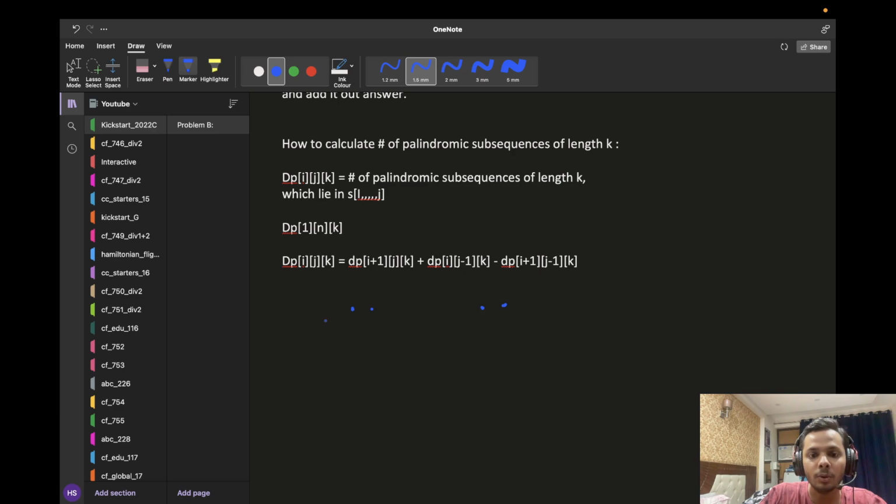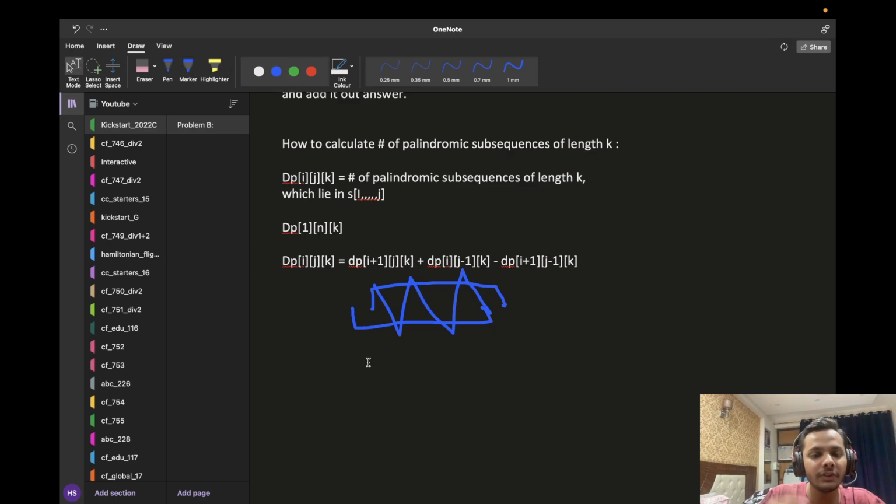Okay, so what happens is that first I am taking dp[i+1][j][k], which means all the palindromic subsequences which can be formed from here, and then I am taking dp[i][j-1][k], so all the palindromic subsequences that can be formed from here. But we realize we are taking this particular region twice, right? Which is from i plus 1 to j minus 1. So that is why we have to subtract dp[i+1][j-1][k]. Okay, so I hope it's clear enough.